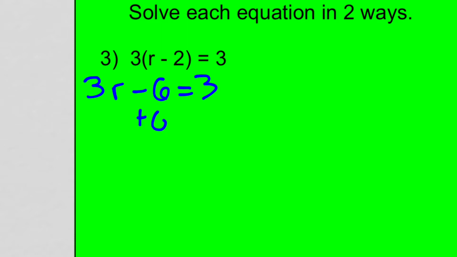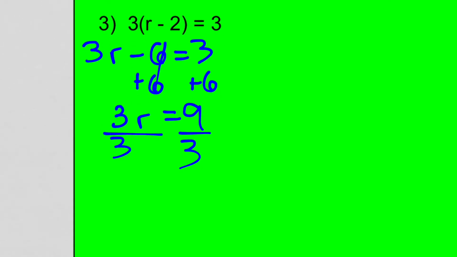Add 6 to both sides. And you get 3r equals 9. And then you have multiply by 3. So to solve this, you're going to divide by 3. And you get 1r equals 3, or r equals 3. So that's one way to do that.